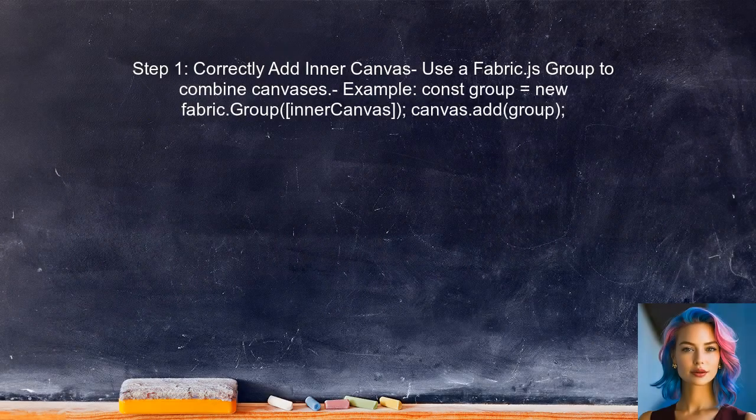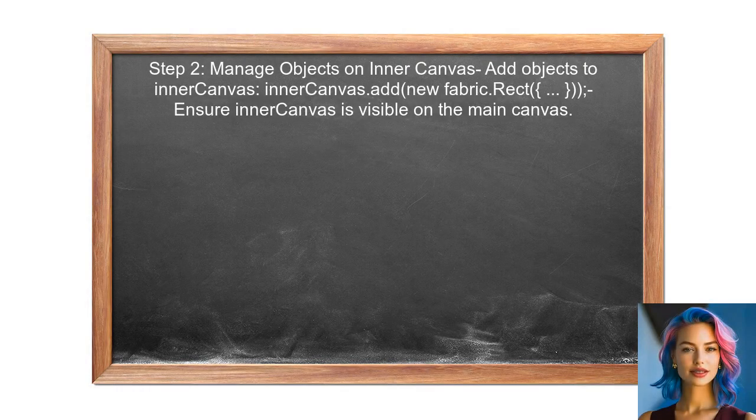To resolve the issue with adding a canvas inside another canvas, the user should first ensure that they are correctly adding the inner canvas as a group to the main canvas. Fabric.js does not support adding a canvas directly to another canvas. Next, the user should ensure that the inner canvas is properly rendered and its objects are managed correctly. This means that the user should add objects to the inner canvas instead of trying to add the inner canvas directly to the main canvas.